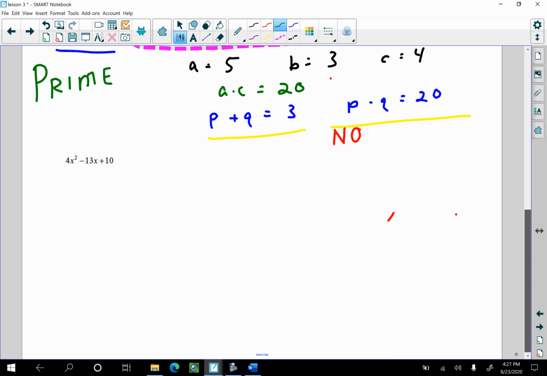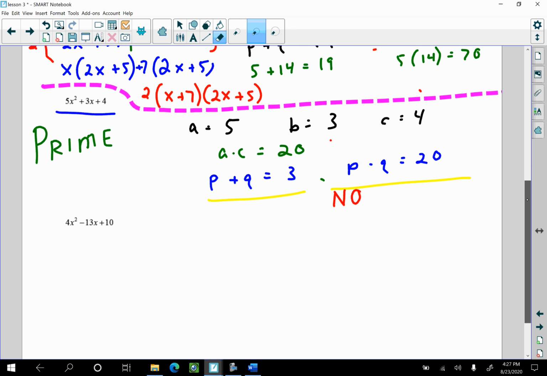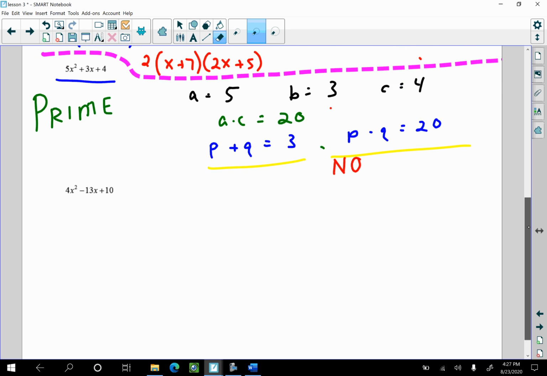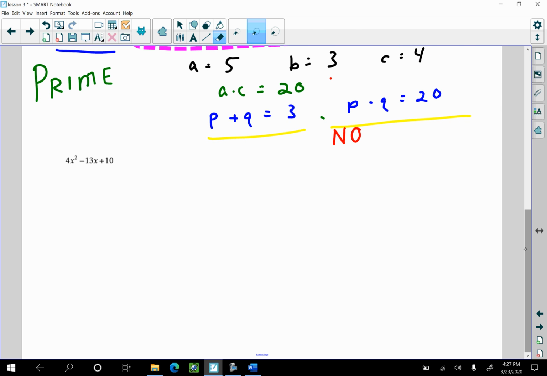Okay, as I do on many videos. So if P and Q don't exist, the polynomial is prime. The trinomial is prime. I am going to let you try the AC method on this one. I'm going to let you try to factor that. What I would do is pause the video.